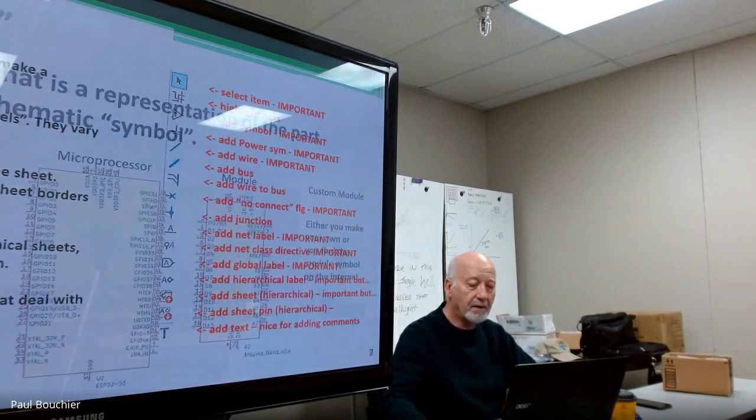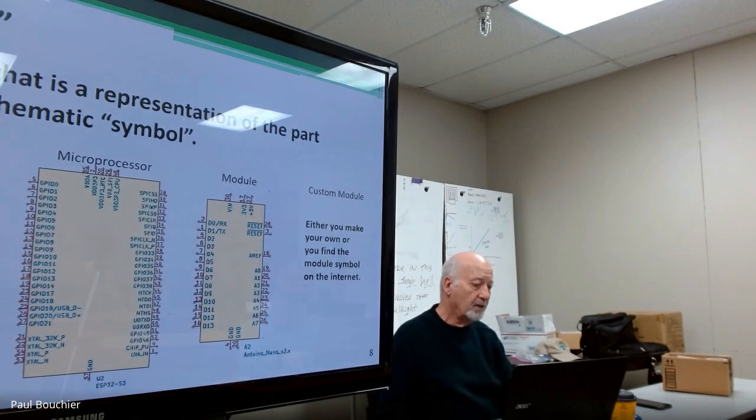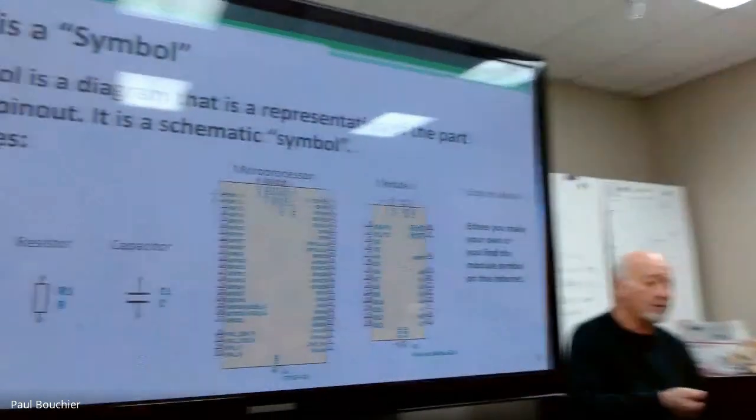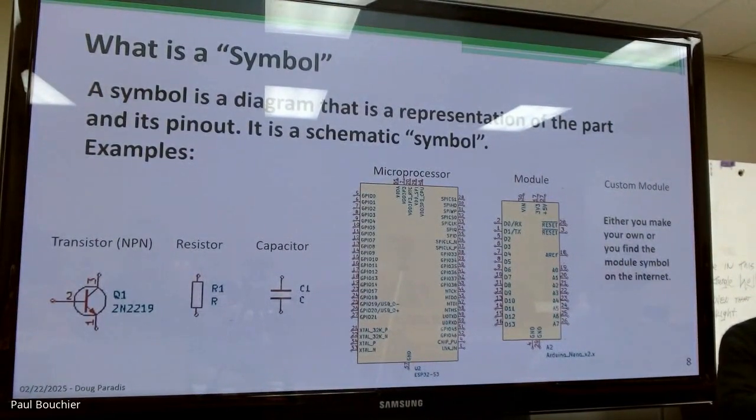So now let's define what a symbol is. Here you can see the schematic transistor symbol. The next one is a resistor symbol, the next a capacitor symbol, the next a microprocessor symbol. The next one is a module symbol, which is the Arduino Nano. And you all know that the Nano is not just an Atmel 328P. It's got all sorts of stuff on it, so it's an actual module. That's what we're generally working with, is modules. But because the people in China can generate new modules faster than they can generate symbols for us, you often end up having to make a custom module.